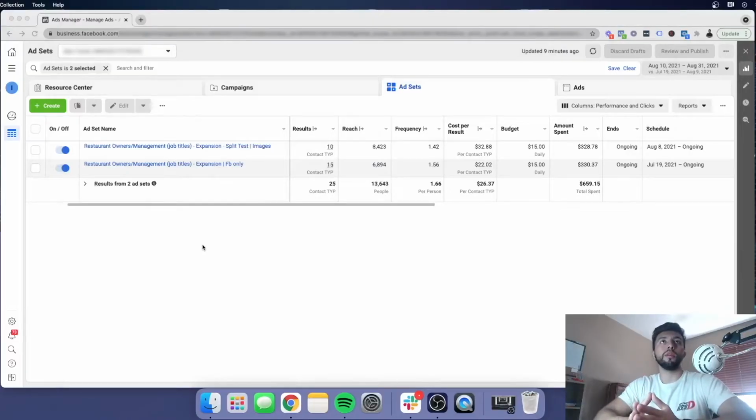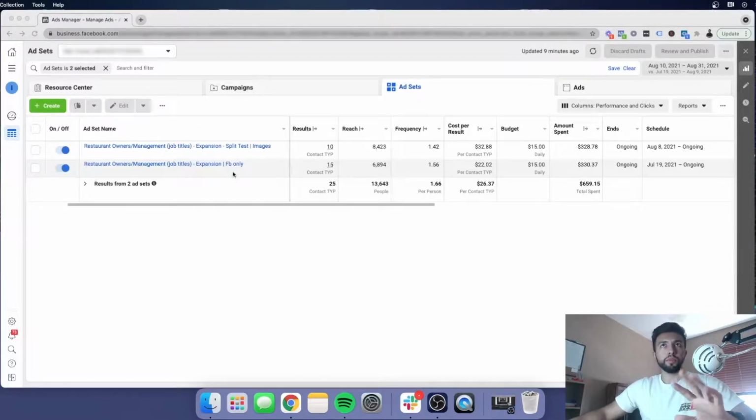Okay, so I'm inside my business manager, and in this account I just have one campaign, and then I have two ad sets here. They have the same audiences. The only difference is in this one I'm split testing different images, and in this one it's a dynamic creative ad.